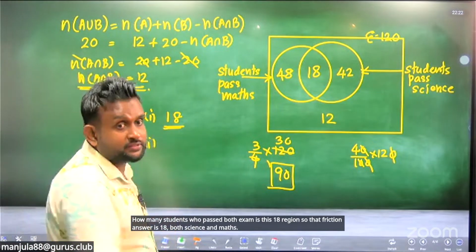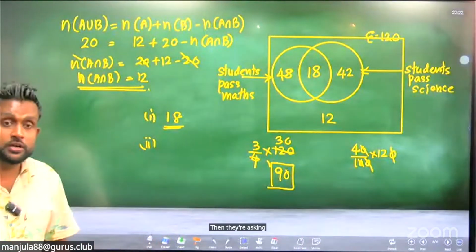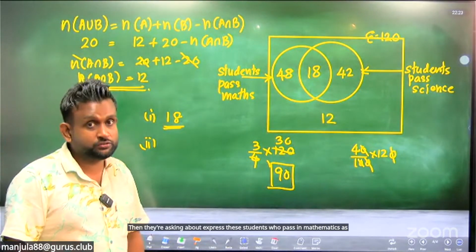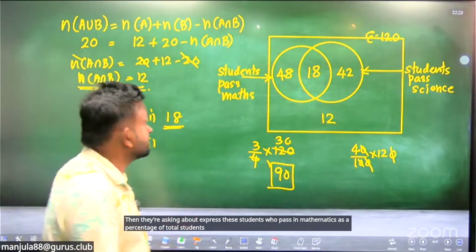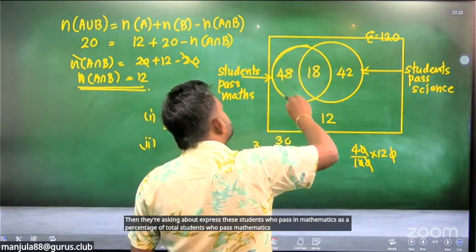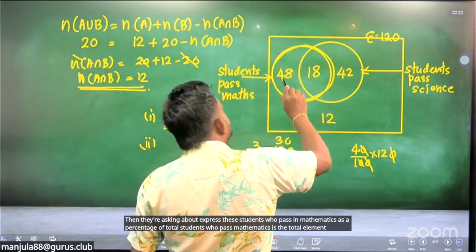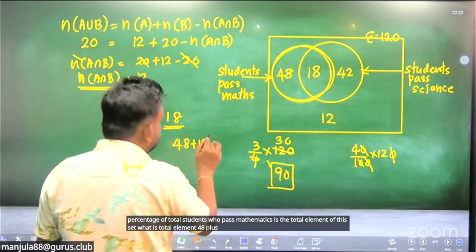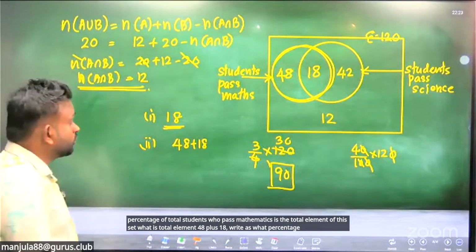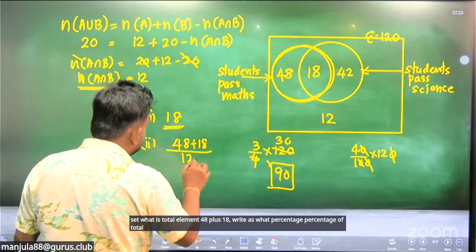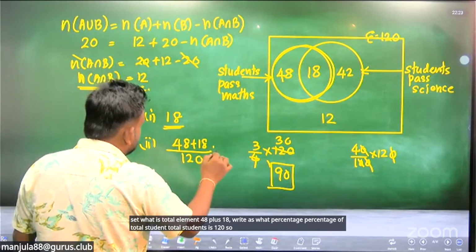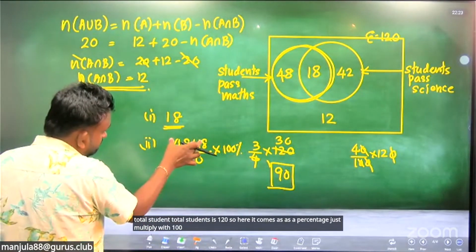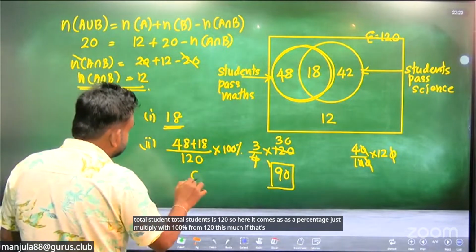Then they are asking to express the students who pass mathematics as a percentage of total students. Those who pass mathematics are the total elements of this set. What is the total? 48 plus 18. As a percentage of total students, which is 120, just multiply by 100%. From 120, this much, so 100%.